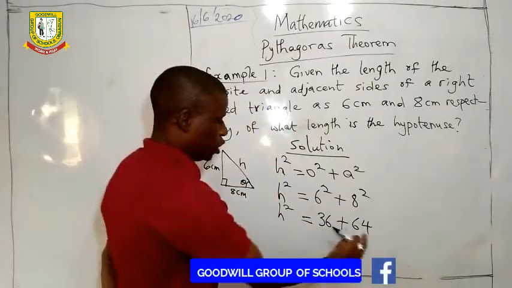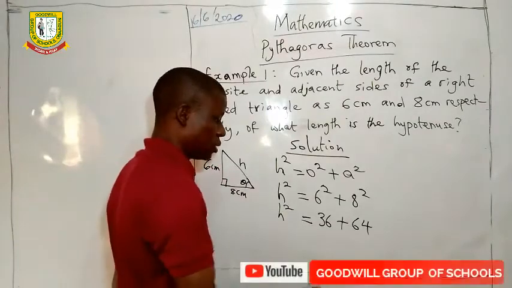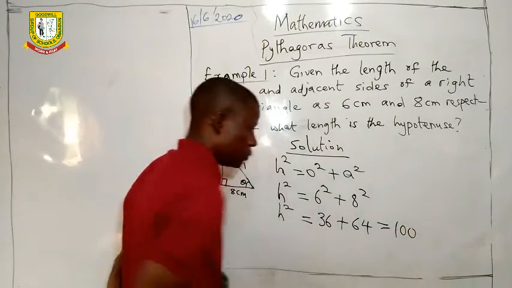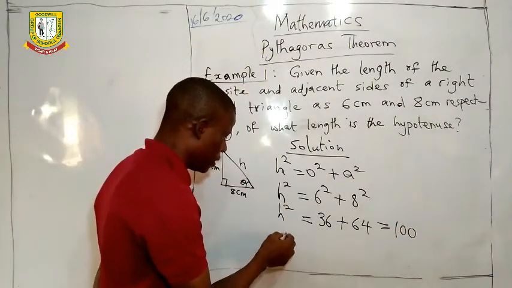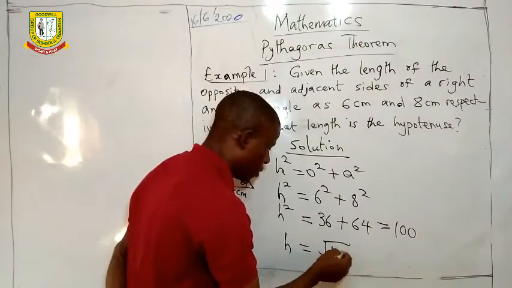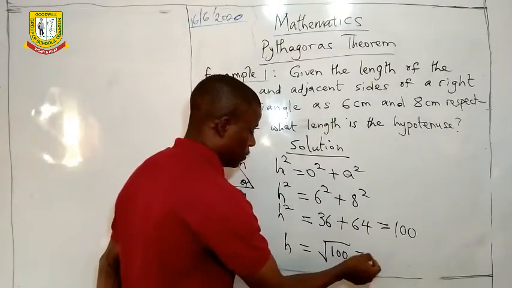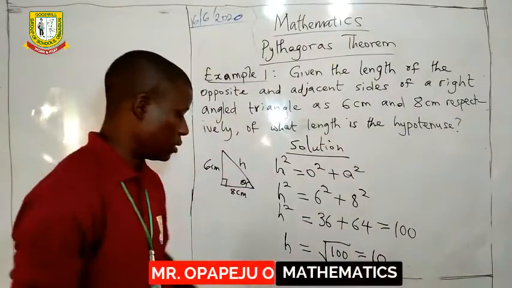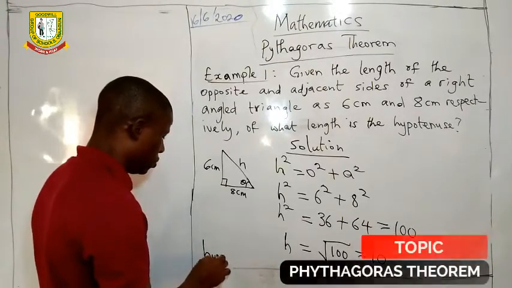Now, addition of the two values, 36 plus 64, should give us 100. So from here we have the hypotenuse, which is h, should be the square root of 100. And the square root of 100 is what? That is 10. The square root of 100 is 10. So the hypotenuse is 10 centimeters.